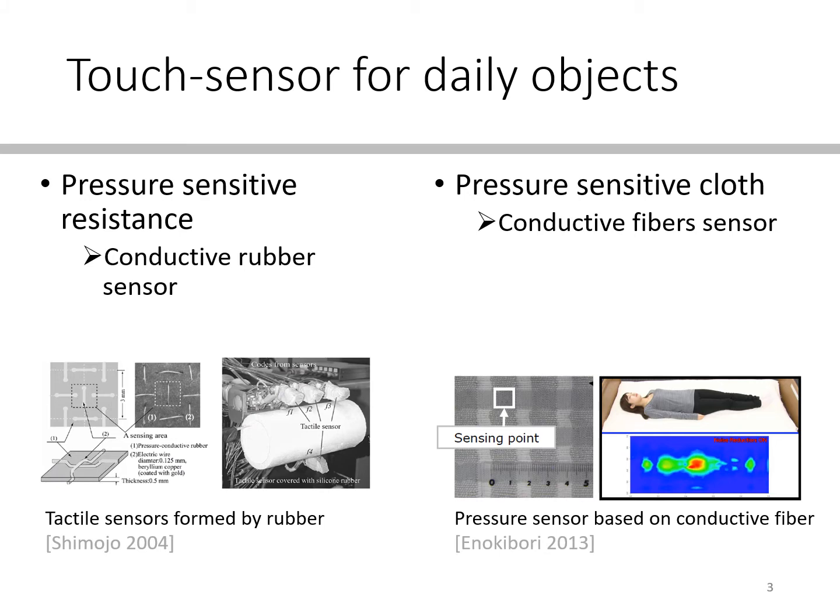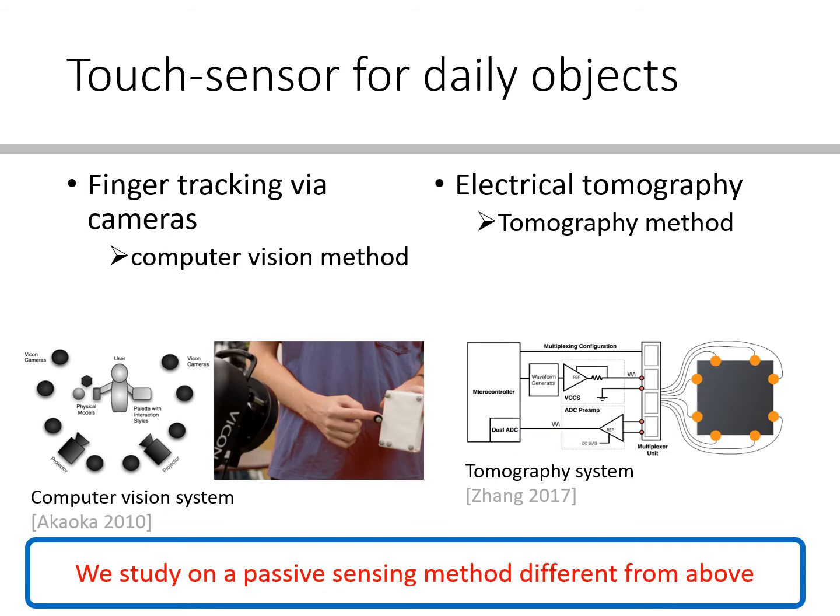Furthermore, there are pressure sensing methods which can detect touches. Here at left is a method measuring the resistance of conductive rubbers, and at right is a sensing method measuring the capacitance of conductive fibers. Also, the finger tracking method by camera can be used on objects with trackers on them. Another method named tomography can be used for solid, pliable, and paintable materials.